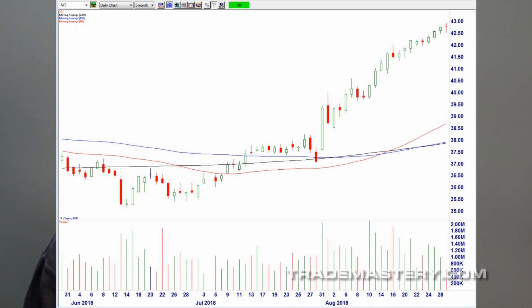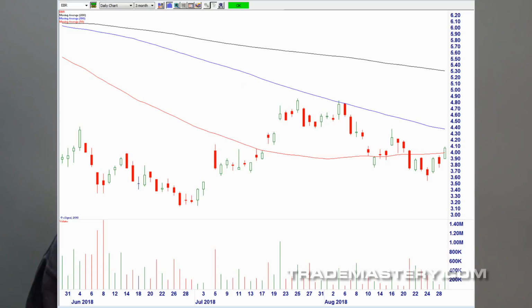Take a look, for example, at this chart. Do you see how big the range is? Now take a look at this chart. See how compressed the range is.